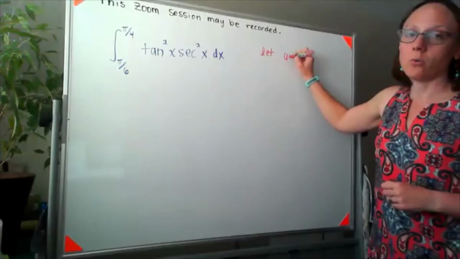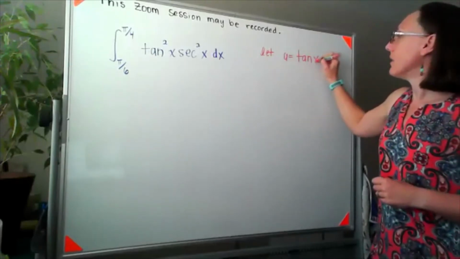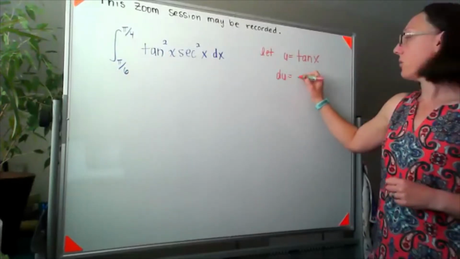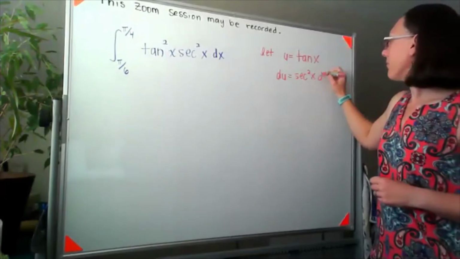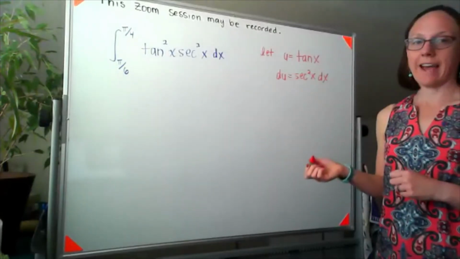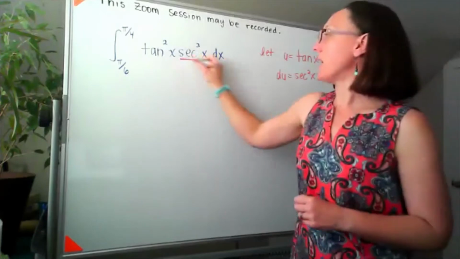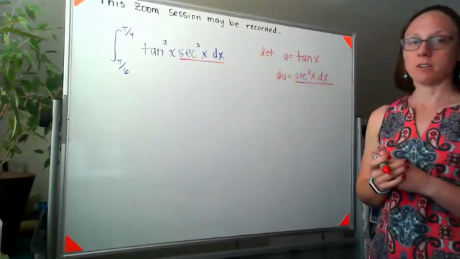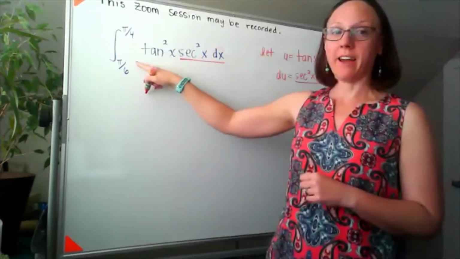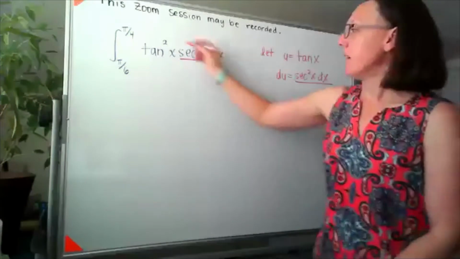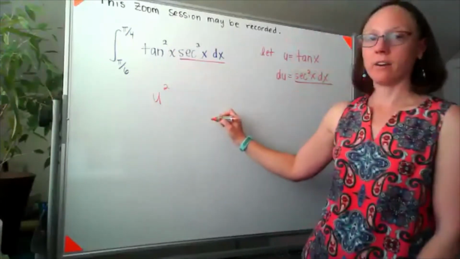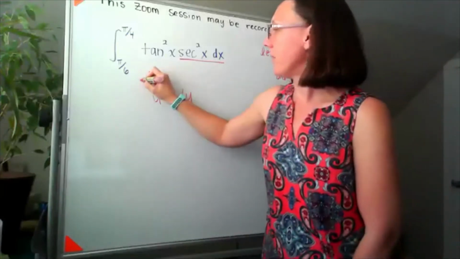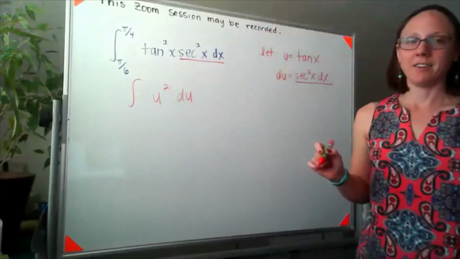I'm going to let u be equal to tangent of x, which means my differential looks like du is equal to secant squared x dx. I have exactly what I need in the problem. It matches perfectly, so I don't have to do anything to adjust the numbers. If I started to rewrite that, that tangent squared x is going to become u squared, and then secant squared x dx becomes du, and I'm going to integrate this.